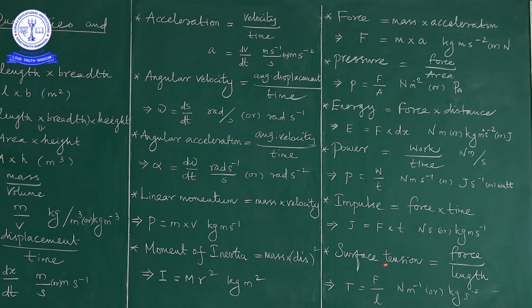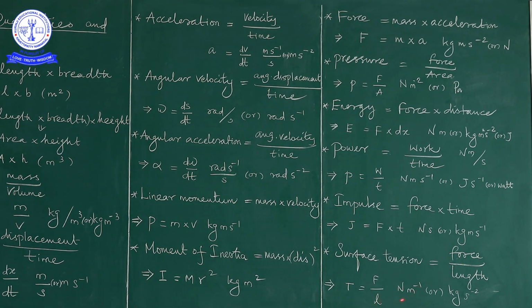And next is the surface tension. Surface tension means it is the ratio of force per length. How much amount of the length we have to give, how much amount of the force. So force per length is the ratio, which we call surface tension. So surface tension is mentioned by the letter T. T is equal to F by L. So force is in Newton, length is in meter.